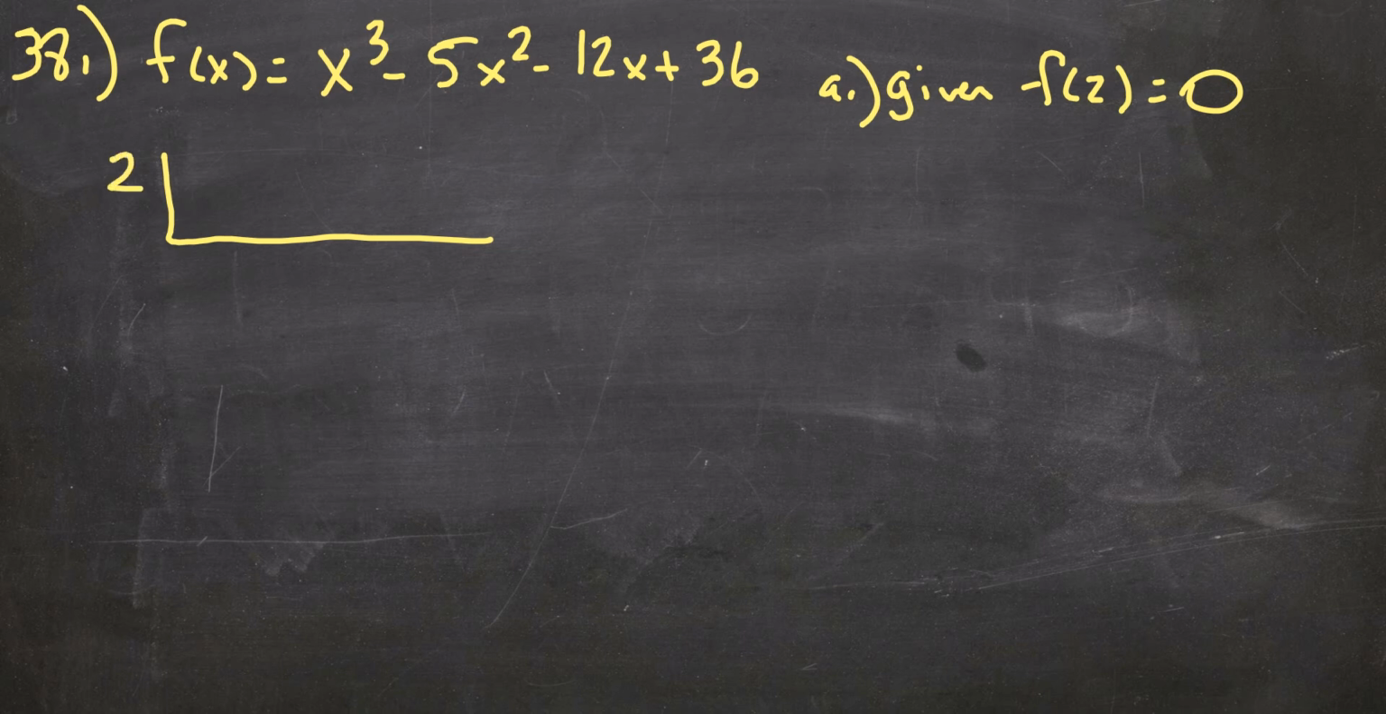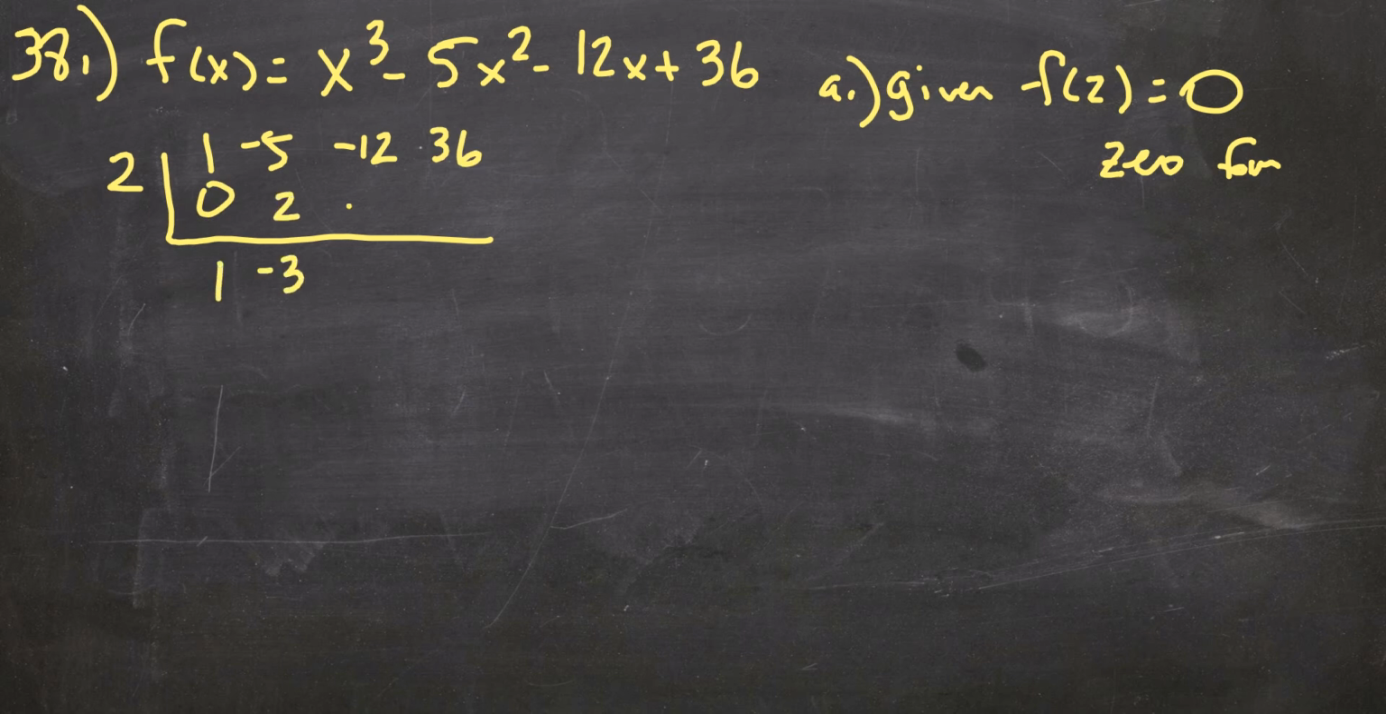Remember, I don't change it because that's in 0 form, because it's equal to 0. No plus or minus and stuff. I'm going to put 1, -5, -12, and 36. Put a 0 there. 1 plus 0 is 1. I get 2. -5 and 2 is a -3. I get -6. I get -18. 2 and -18 is -36. That means no remainder. So this is all part A.